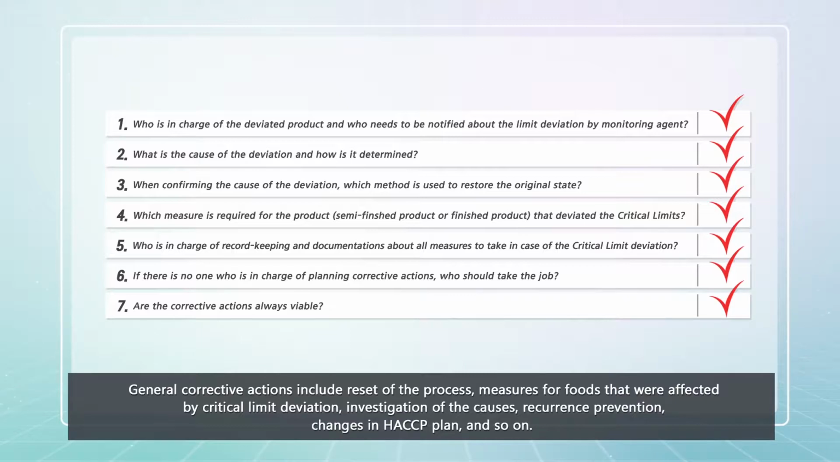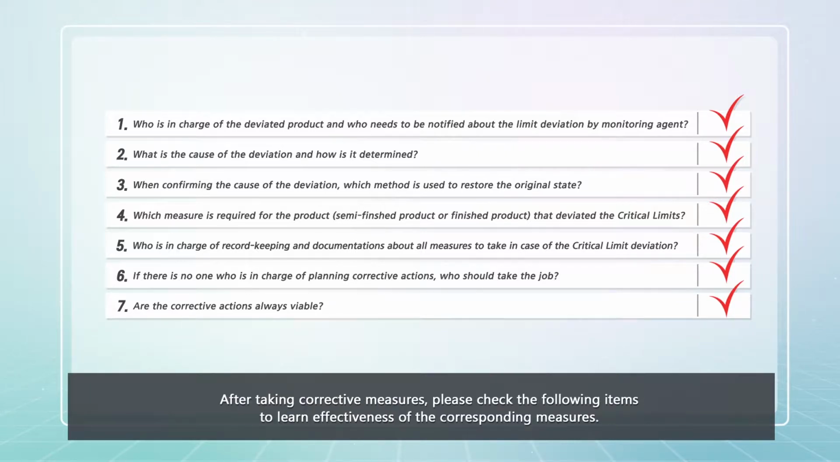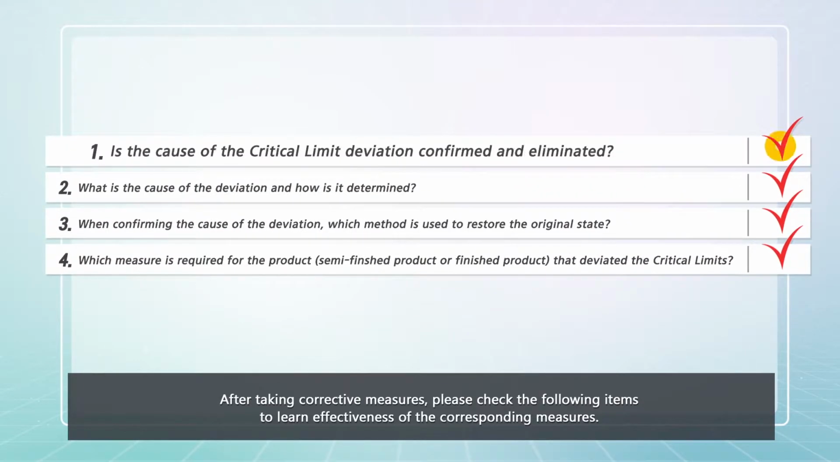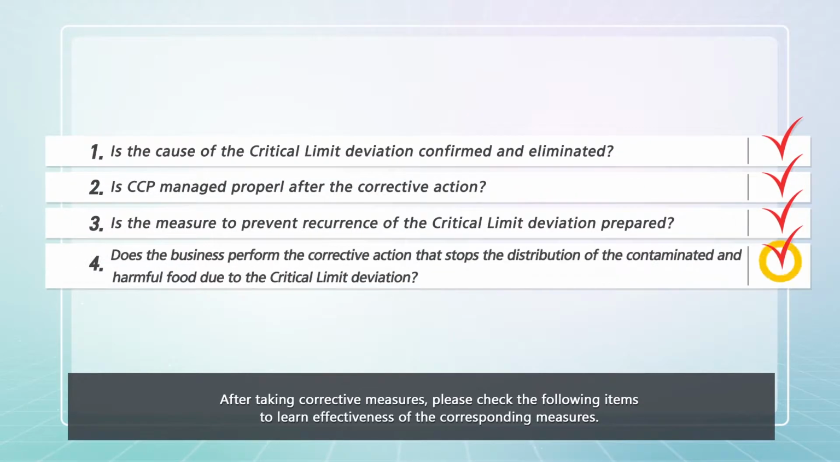General corrective actions include reset of the process, measures for foods that were affected by critical limit deviation, investigation of the causes, recurrence prevention, changes in HACCP plan, and so on. After taking corrective measures, please check the following items to learn the effectiveness of the corresponding measures.